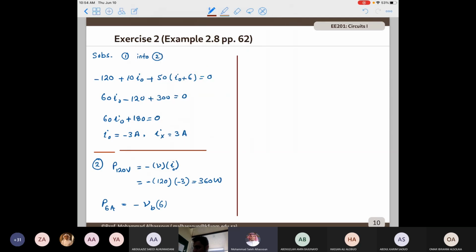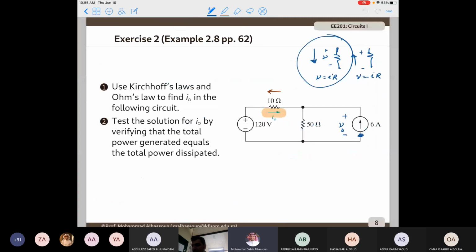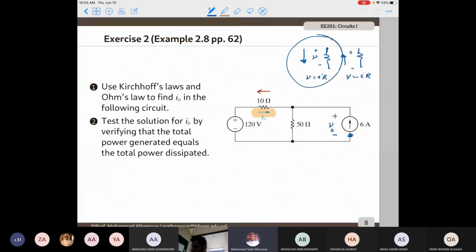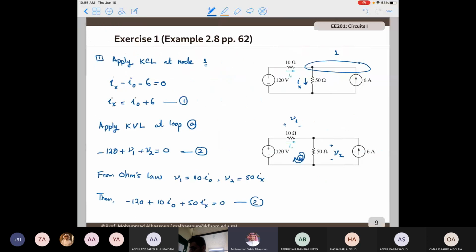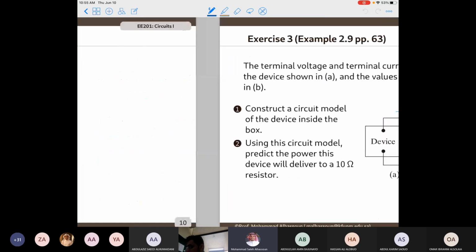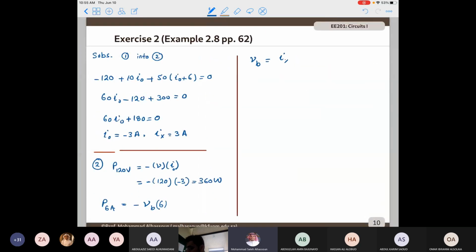And VB is, using what we know, using the value of Ix. So VB, from the value of Ix and Ohm's law, will be Ix multiplied by 50 here. So this is Ix, and VB will be this one. So it will be Ix multiplied by 50, and this can give me 150 volts.